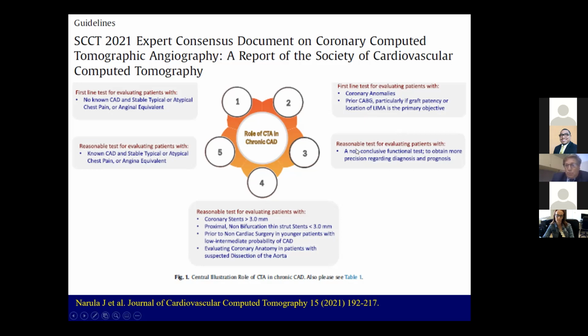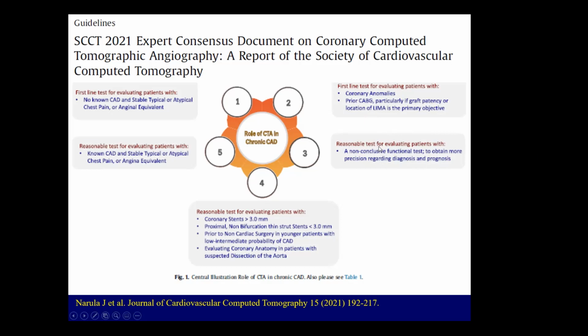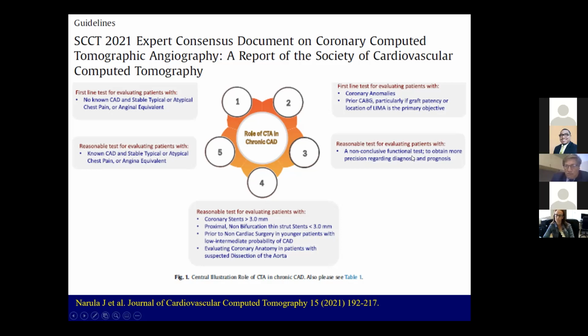It's considered a reasonable test for evaluation of patients with a non-conclusive functional study to obtain more precision regarding diagnosis and prognosis. So when you have the patient with the equivocal stress ECG, stress echo, or nuclear stress test, and your feeling is that it may be a false positive test, it's a reasonable study to do. If you really think that it's due to coronary disease, you're probably going to go on to an invasive study.